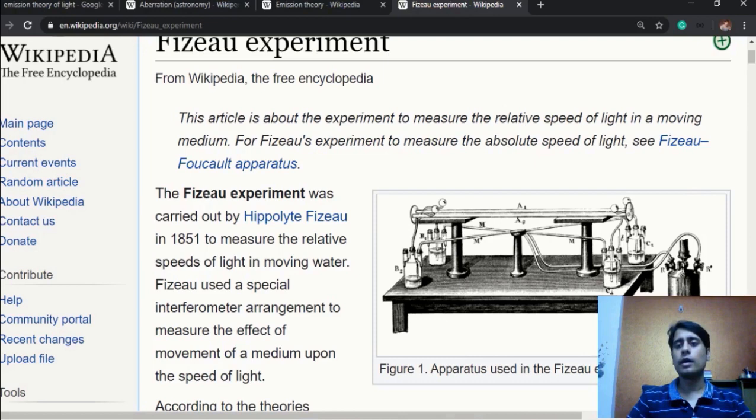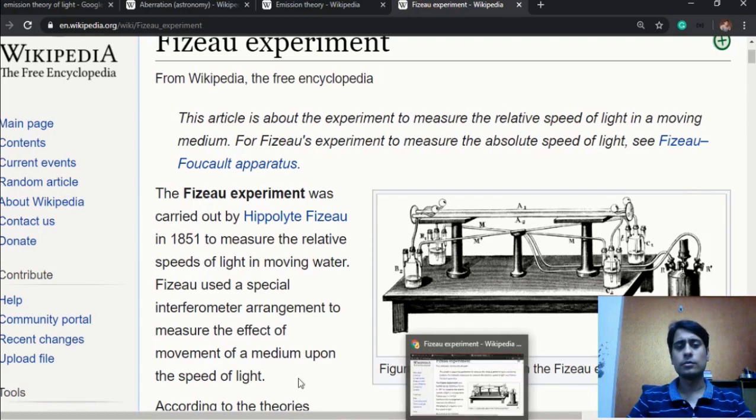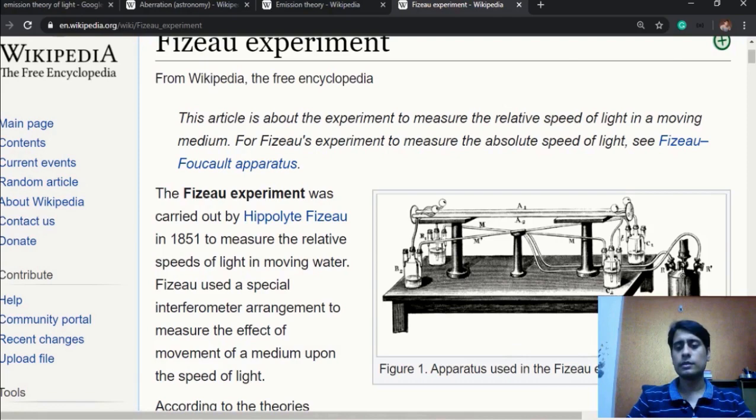These were the experimental setup of Fizeau. Now let's come back to the paper.